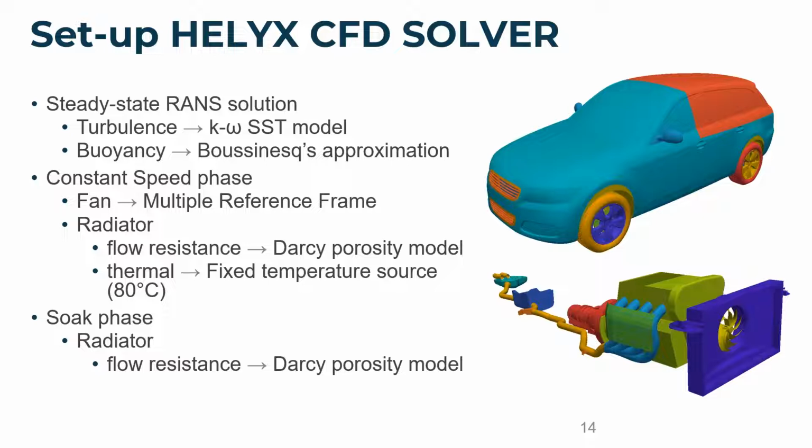In the constant speed phase, we switched on the fan and radiator. The fan was modeled with the multiple reference frame model, and the radiator was modeled with the Darcy porosity model for the flow resistance, and a fixed temperature heat source of 80 degrees C for the thermal side. We also have more advanced heat exchanger models for the radiator, like the effectiveness heat exchanger model, which takes into account the coolant properties and flow rate.